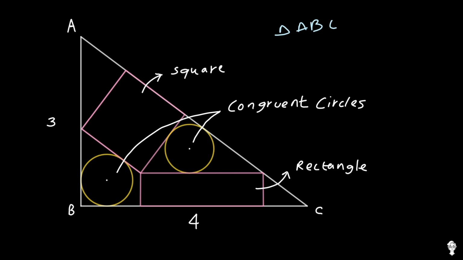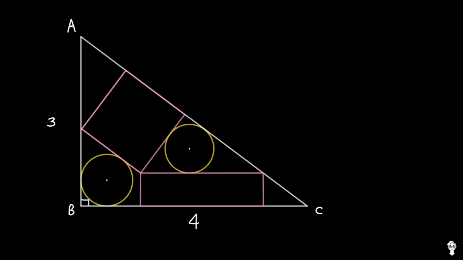Now the question over here is to find the radius of these congruent circles when the height of this right angle triangle is equal to 3 and the base of this right angle triangle has a length of 4. So now let us see the solution. How can we find the radius of the circle? Now let us start with the solution.